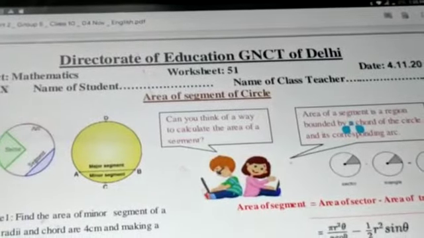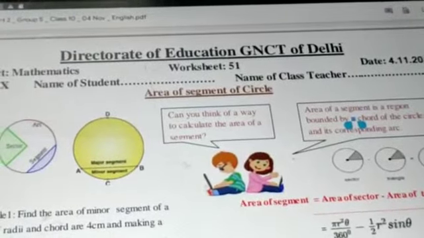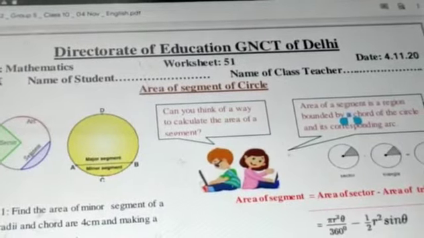Hello students, today we will do worksheet 51 which is based on the area of segment of a circle.